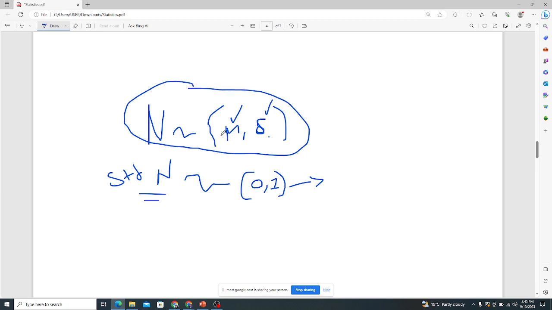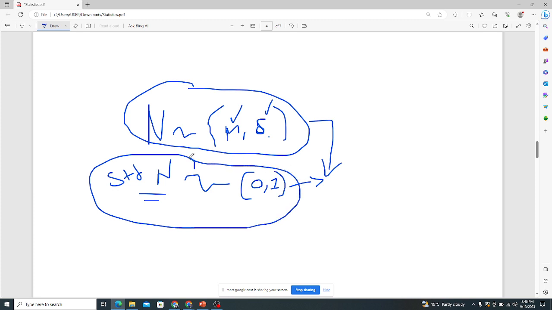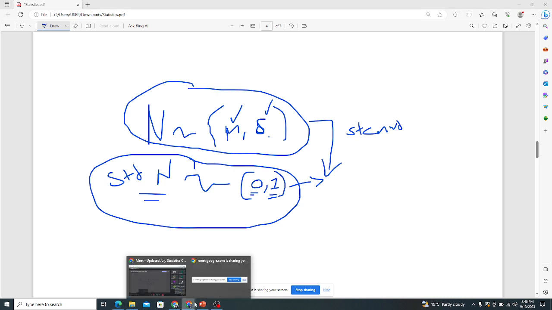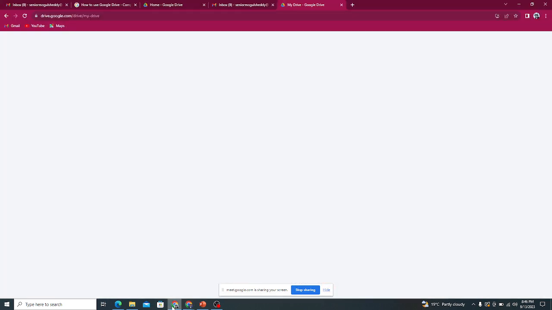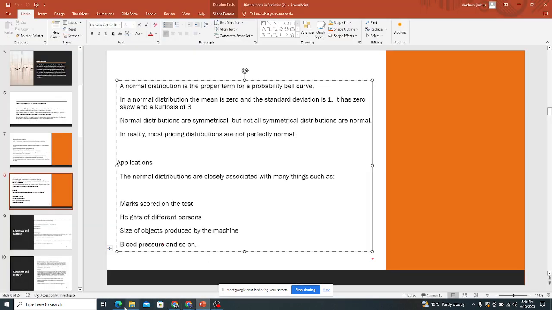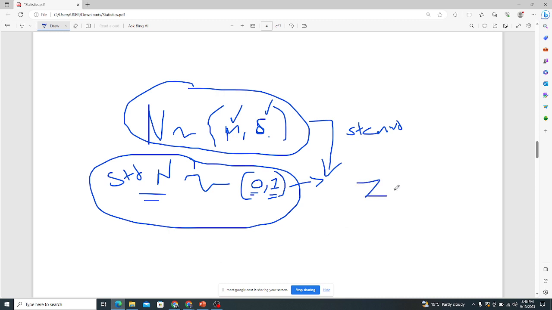This means that given a data set which follows a normal distribution with mean mu and standard deviation sigma, we can now standardize it to make it a standard normal distribution. That is by making its mean 0 and its standard deviation 1 through a process known as standardization. And for standardization we usually use the z-score formula.